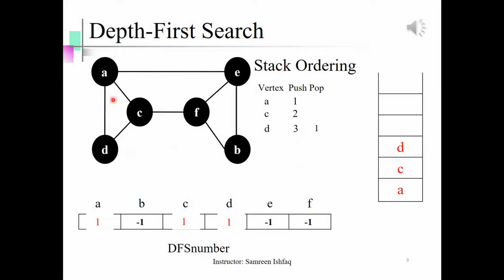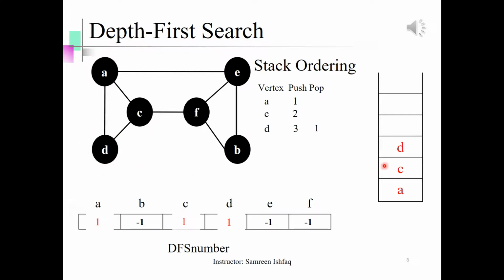From D to A, visited. From D to B, there is no direct edge. From D to C, direct edge, but C is visited. From D to D, D is visited. From D to E, no edge. From D to F, no edge. So all of its neighbors become a dead end.